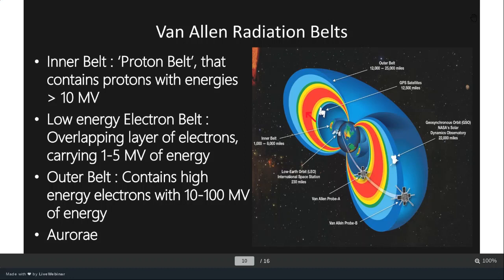There is also a low energy electron belt which overlaps the volume where the proton belt is located. These electrons carry 1 to 5 megavolts of energy on average. The high energy electron belt is located further out than the two overlapping inner belts. Electrons in this belt vary between 10 to 100 megavolts of energy.